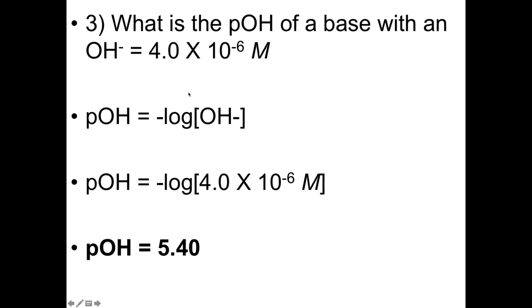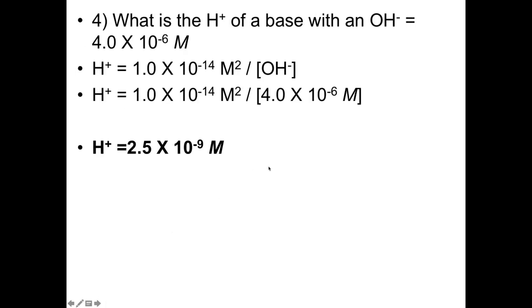For number 3, what's the pOH of a base with an OH of 4.0 times 10 to the negative 6? Well, the pOH will equal negative log of OH minus. So pOH will equal negative log of 4.0 times 10 to the negative 6. That'll get us a pOH of 5.40. What's the H plus of a base with an OH concentration of 4 times 10 to the negative 6?